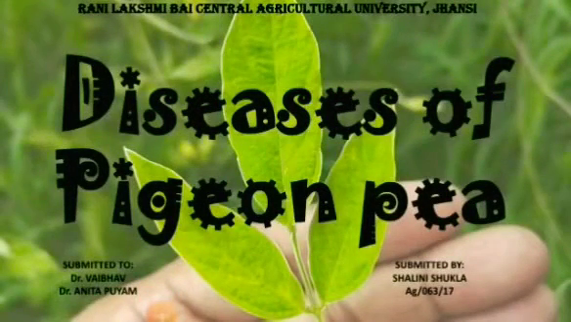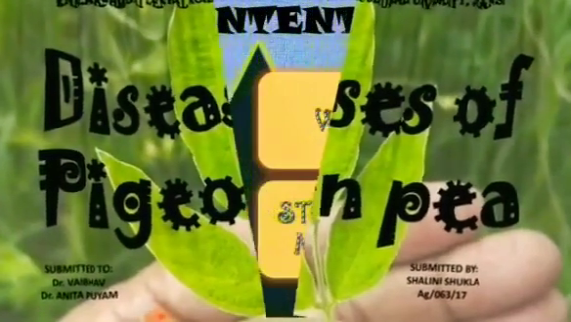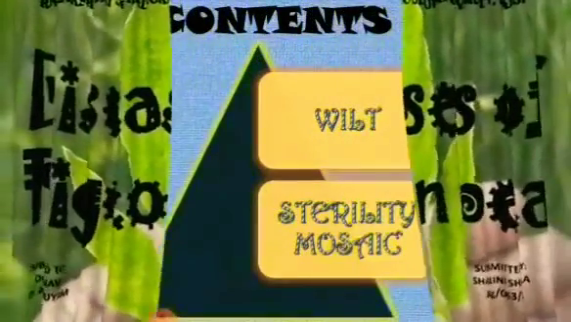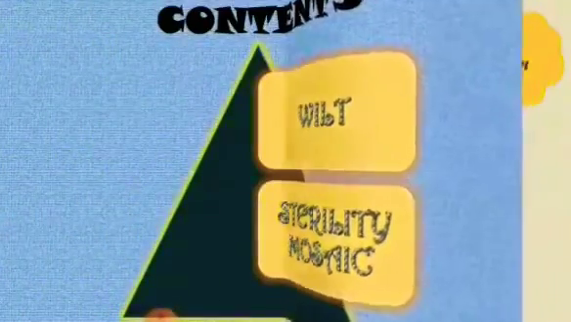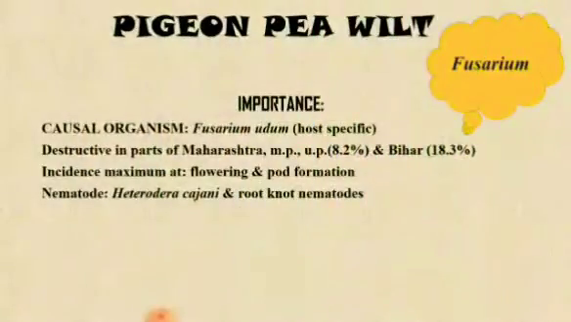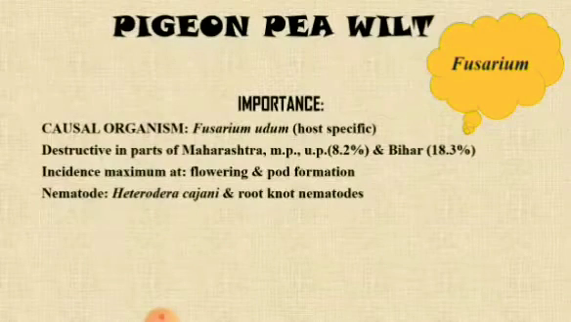Hello friends, this is our maiden video and in this video we are going to discuss diseases of pigeon pea. As per the 5th Review Committee, there are two diseases, pigeon pea wilt and pigeon pea sterility mosaic. In this video we will be talking only about pigeon pea wilt.